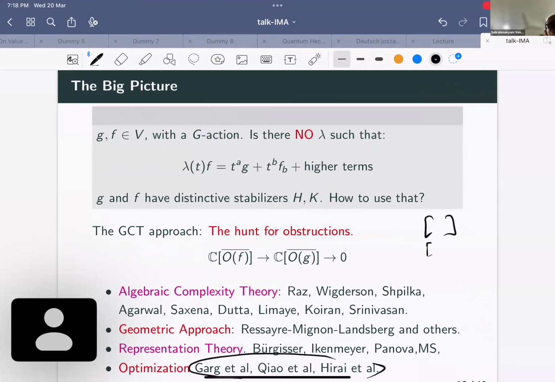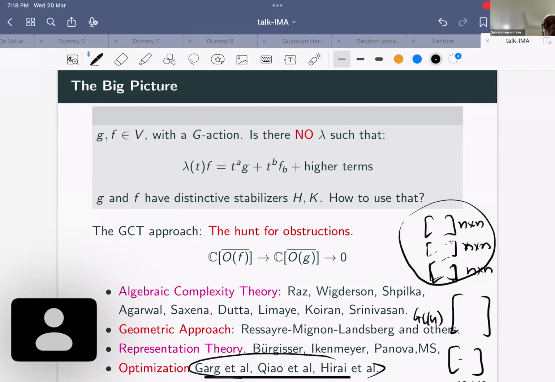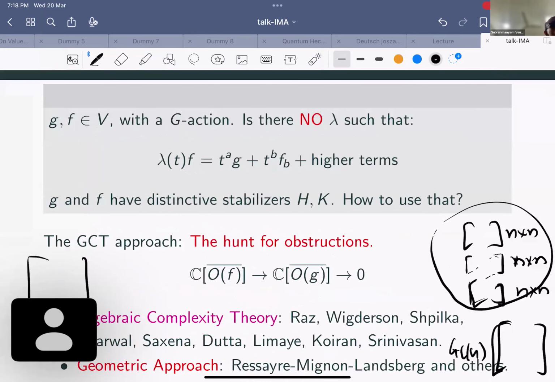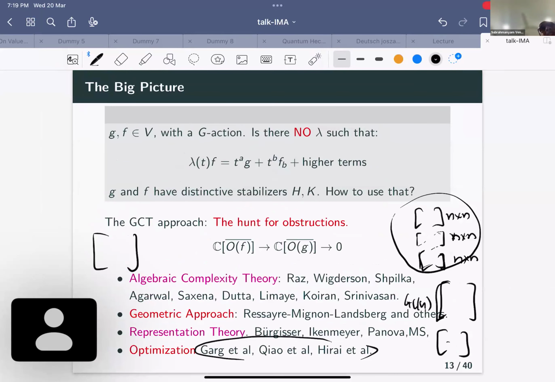For example, suppose I look at a bunch of n cross n matrices. Or I give you even a single matrix and I look at GLN acting on the left and on the right by conjugation. And I want to know when it will pick up some other element in its orbit closure. I can ask the same question: I have a matrix, I look at SLN acting on it by conjugation, and I give you another matrix. Will a conjugate of SLN pick up this matrix in its orbit closure?